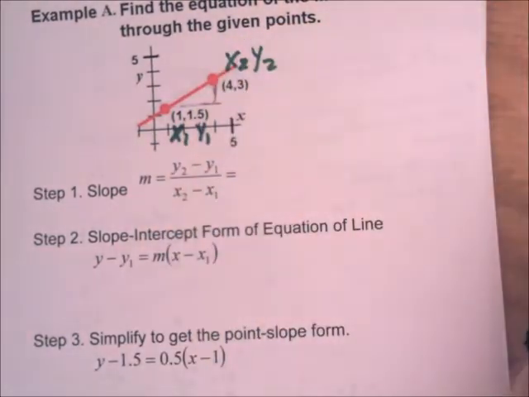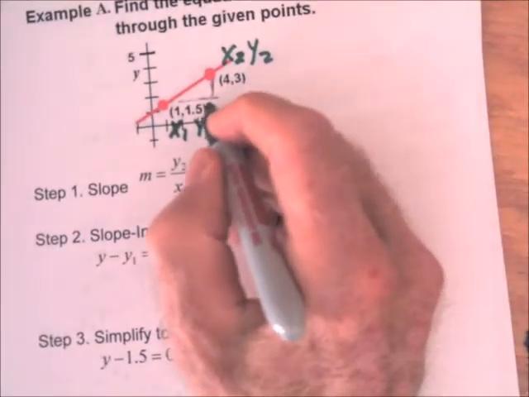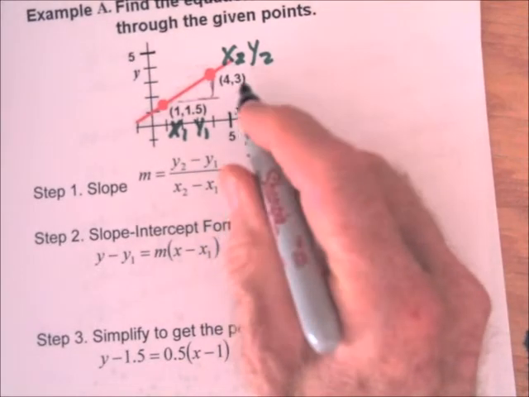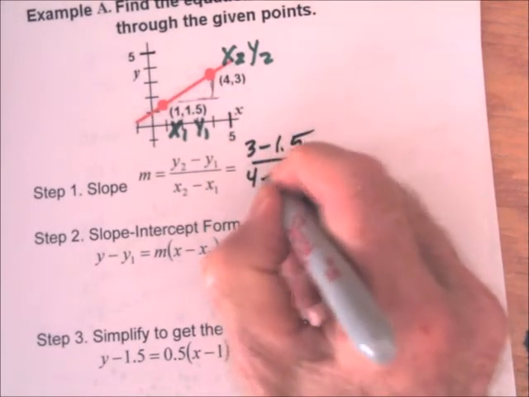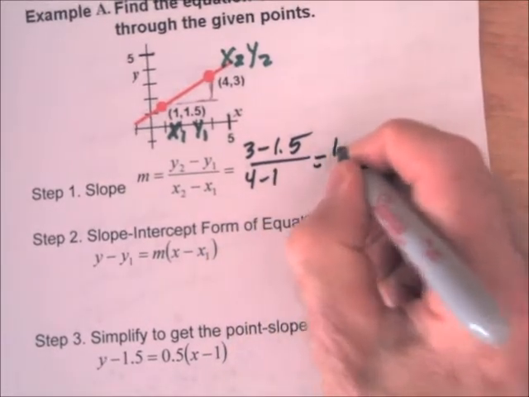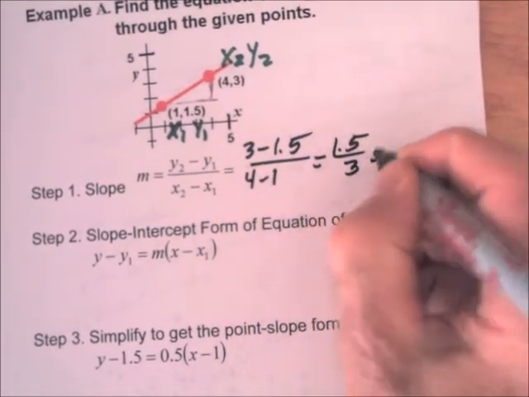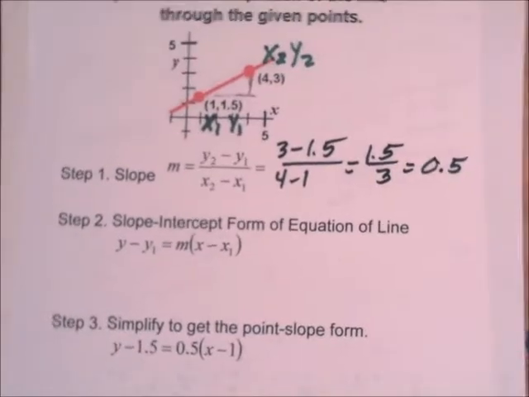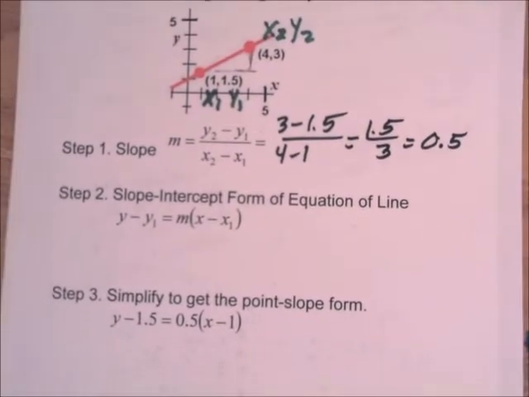So it can be expressed in terms of the rise over the run. But anyway, the difference of the y values, so it's y2 minus y1. So it's 3 minus 1.5 divided by 4 minus 1. Okay, so it's going to be 1.5 divided by 3, and that comes out to be 0.5. So our slope is 0.5. You could also write it as the fraction 1/2.